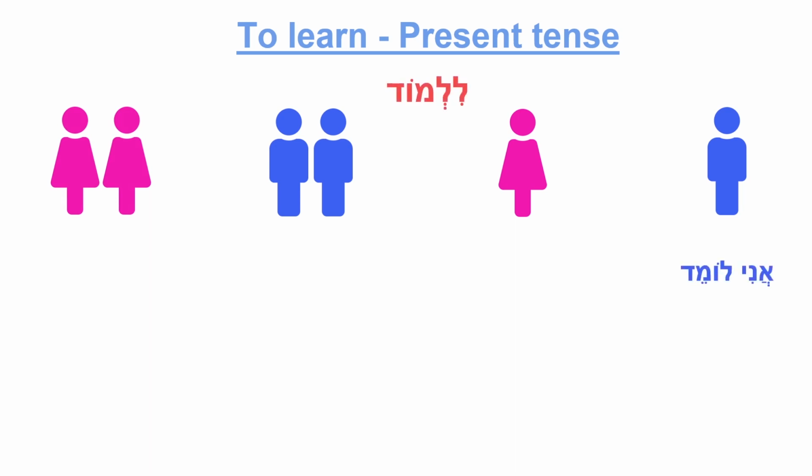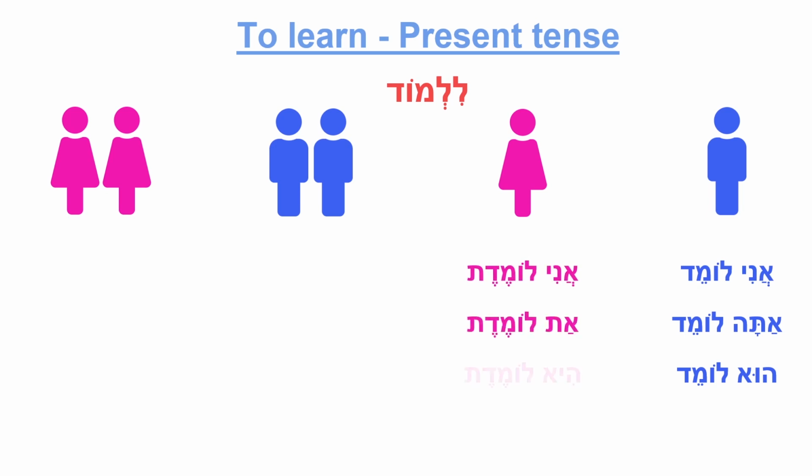Ani lomed, ata lomed, hu lomed. I study, you study, he studies. Feminine singular. Ani lomedet, at lomedet, he lomedet. I study, you study, she studies.